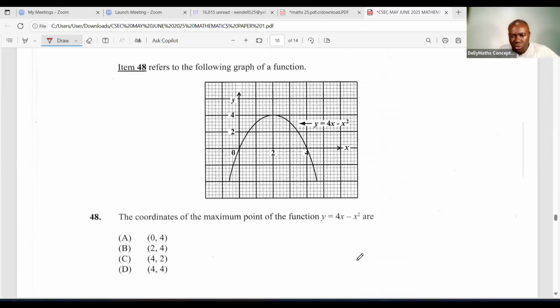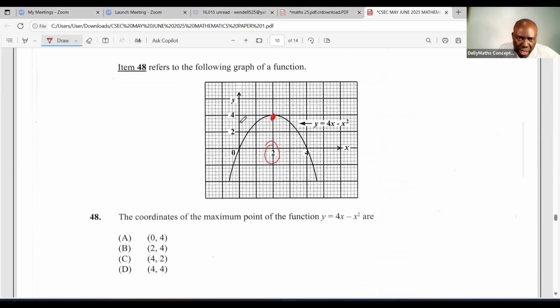We're going. So 48, this one is a repeat. It said the coordinate of the maximum point. All right, the maximum point, this is a repeat, is right here. It's where 2 meets 4. Make sure you put the 2 before the 4. This is the answer at B.